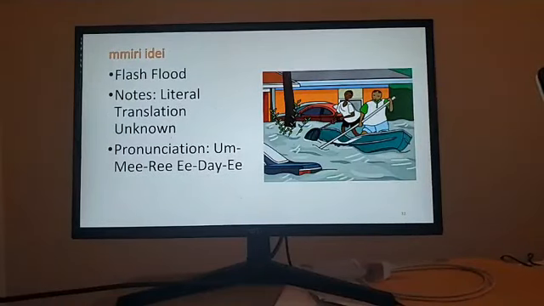Okay, flash flood. Of course, there's several different types of flood, but flash flood is the one that takes you by surprise, that comes almost instantly. So you got to have some pretty violent weather. Unfortunately, as a bad reference for that, I would consider that more of like the Hurricane Katrina type flooding that went on back in 2005 in Louisiana. So to say flash flood, you would say Um-Mee-Ree Ee-Day-Ee, flash flood. Um-Mee-Ree always means water. So it's Um-Mee-Ree Ee-Day-Ee, flash flood. So again, slowly, Um-Mee-Ree Ee-Day-Ee, flash flood.